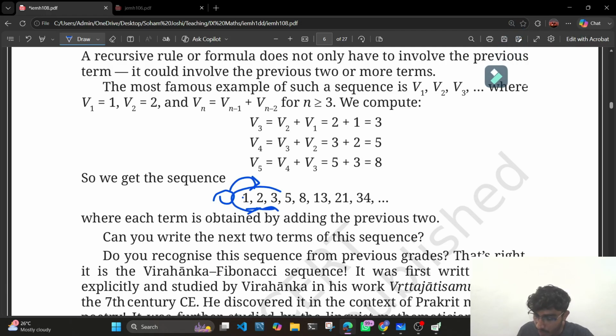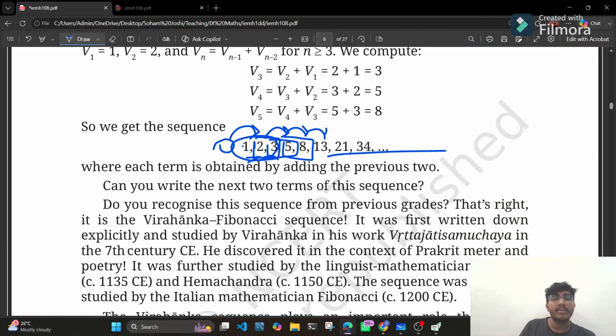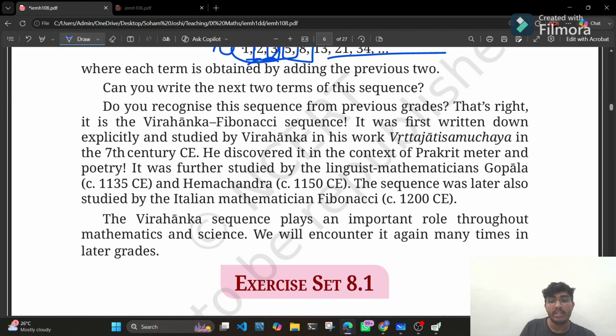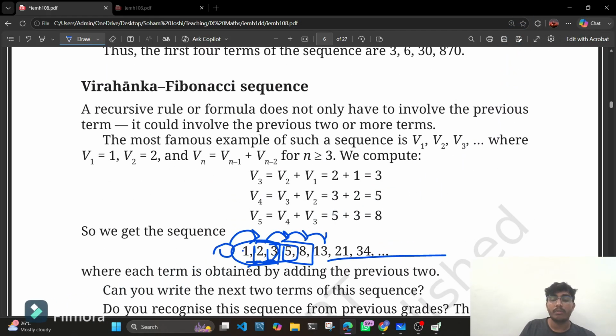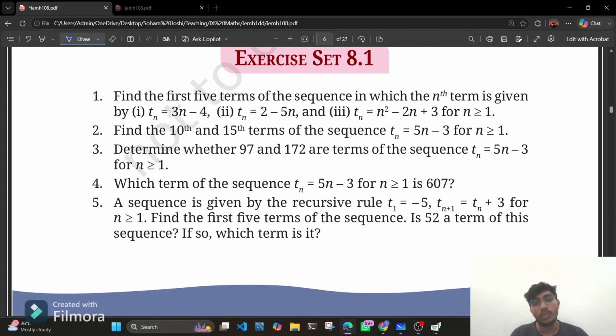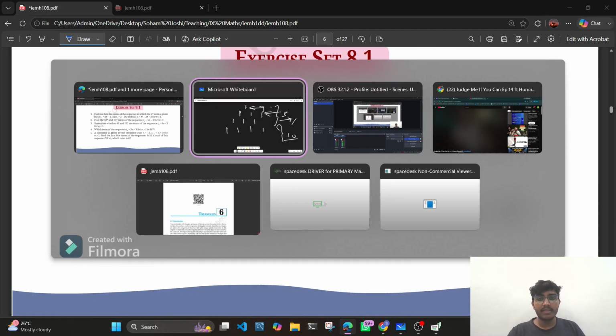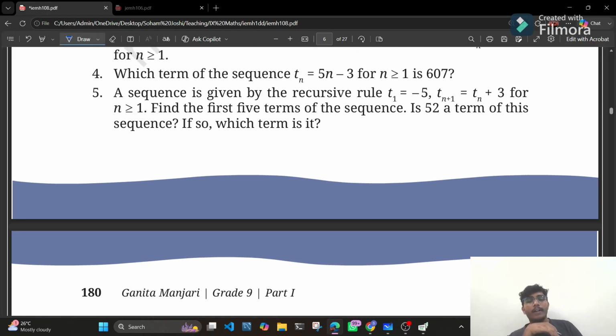If I add the previous two numbers, 1 plus 2, I get 3. Then again, previous two numbers, 2 plus 3, I get 5. Then 3 plus 5, I get 8. Then again, 5 plus 8, 13, and so on till infinity. This is called the Fibonacci series, where we get the next term by adding the previous two terms. Okay, cool. So next up we have exercise 8.1 that you can do on your own.